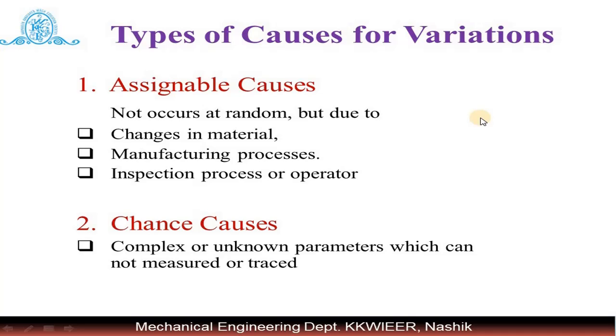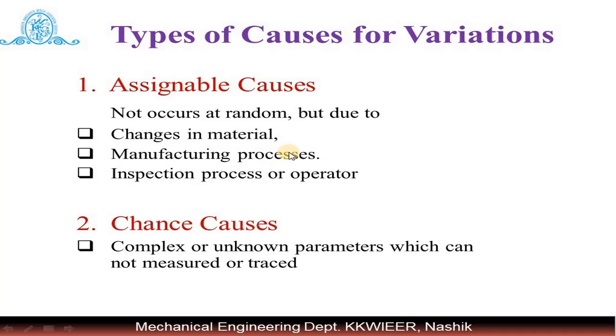Because if the variations observed in the given data are beyond the acceptable level, it is necessary to identify the reasons for variations in apparently identical components. So first one, assignable cause. What exactly does assignable cause mean? These do not occur at random but due to some reasons. Assignable causes are the results of changes in the material, manufacturing processes, inspection processes, or operator. That means assignable causes may be attributed to materials, machines, different measuring instruments, or different workmanship.